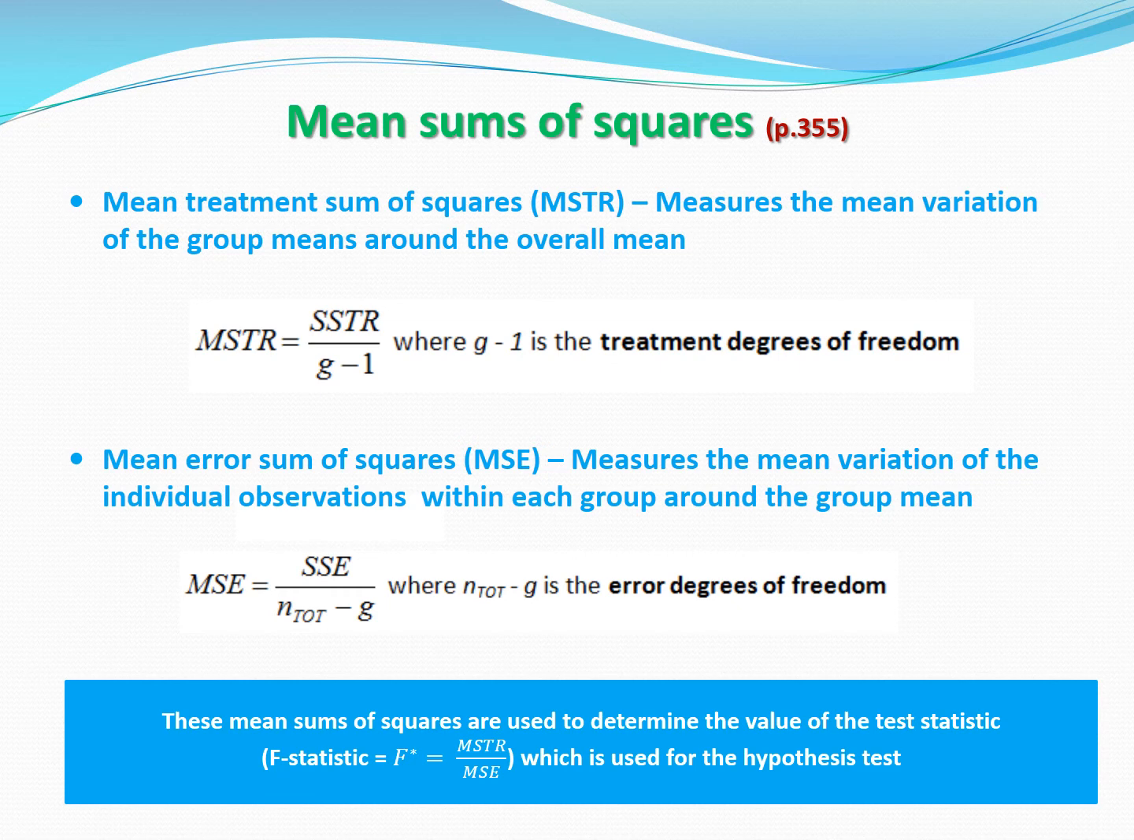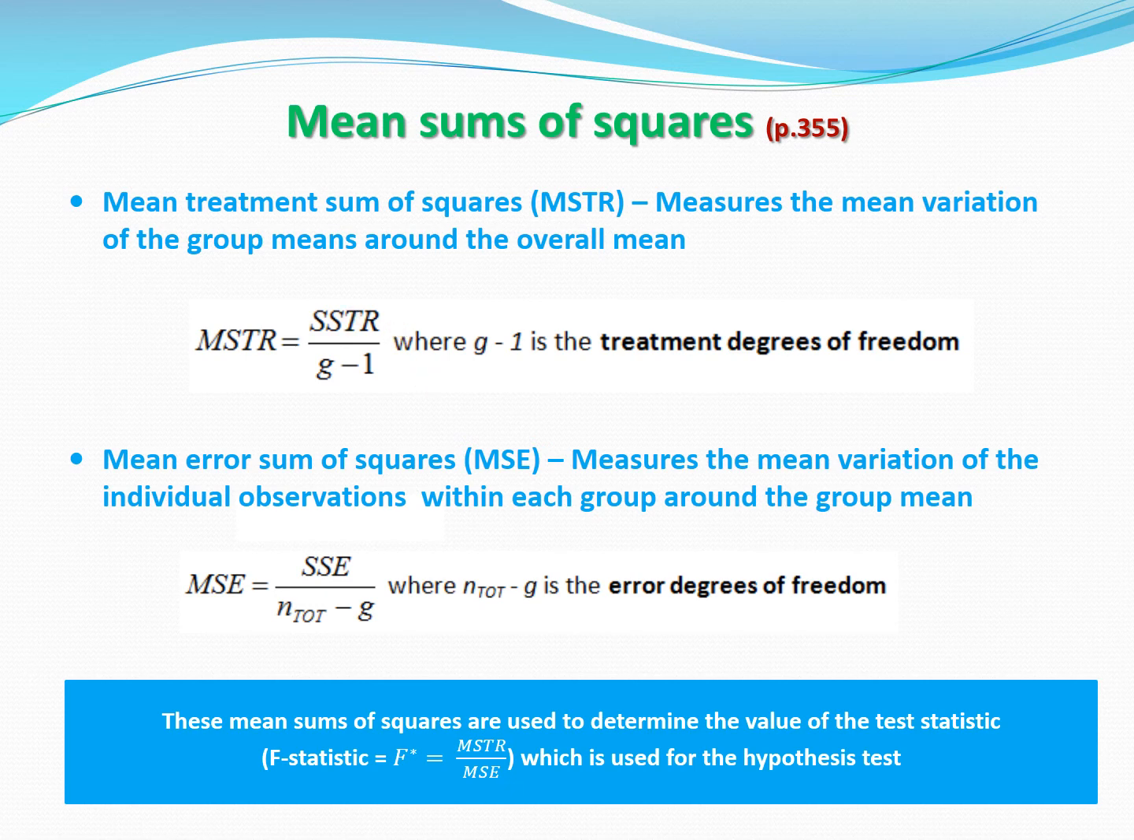These three sum of squares measures lead us to the mean sum of squares, which measures the mean variation. The first one is MSTR, which is the mean treatment sum of squares, and this value measures the mean variation of the group means around the overall mean. If you look at the formula for MSTR, you take your treatment sum of squares and you divide it by the treatment degrees of freedom, which is given by G minus 1.